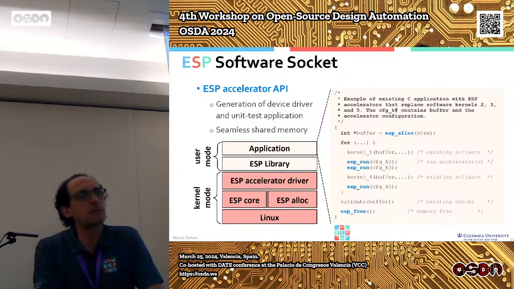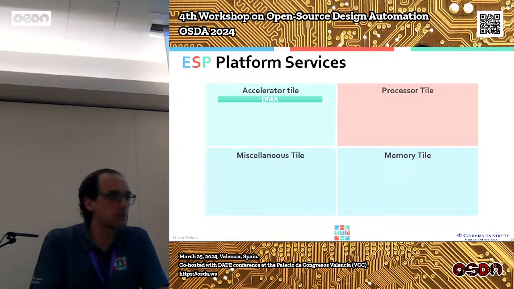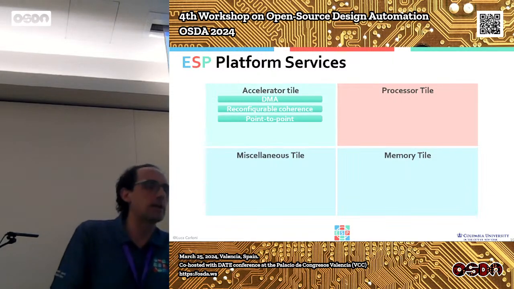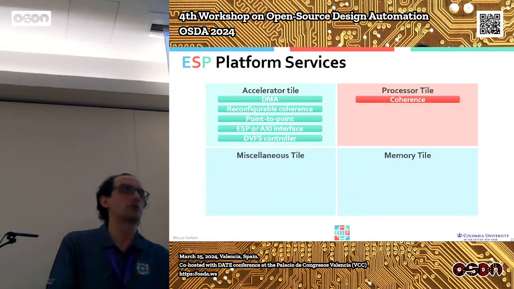So the socket also implements the interface to the network on chip, and supports services. I already mentioned some of the services. Depending on the particular tile, you can have different services. This is really a key approach in ESP.